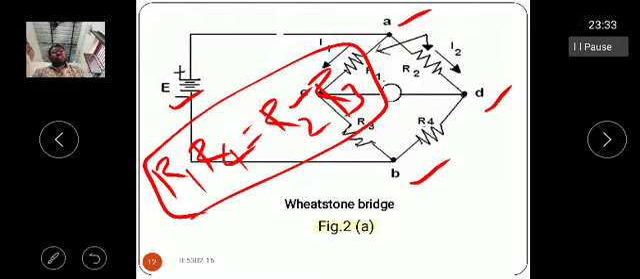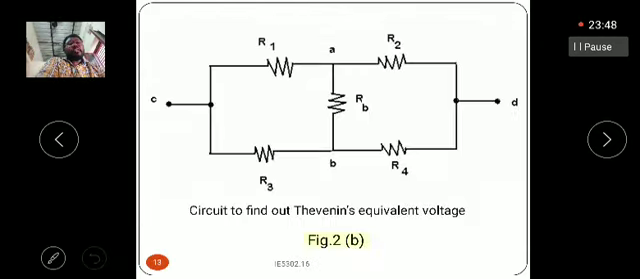Here the unknown resistance is R4. Based on that, we calculate R4 is equal to R2 R3 by R1. Since R4 is the unknown, we take it as Rx. In this way, we calculate the unknown resistance of the circuit.